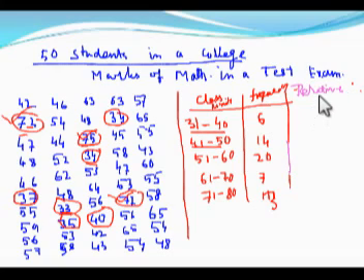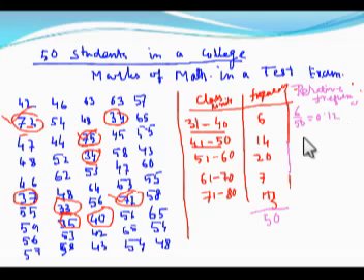Relative frequency is determined by the individual frequency divided by the total frequency. So 6 by 50. If you divide, you will get 0.12.